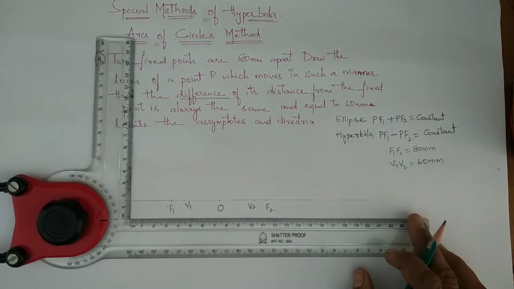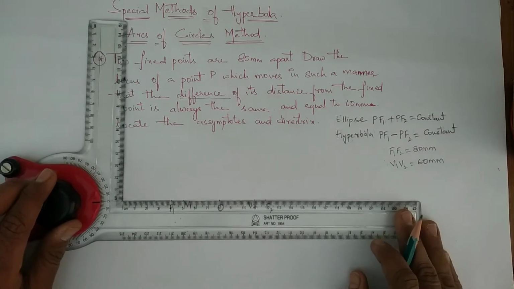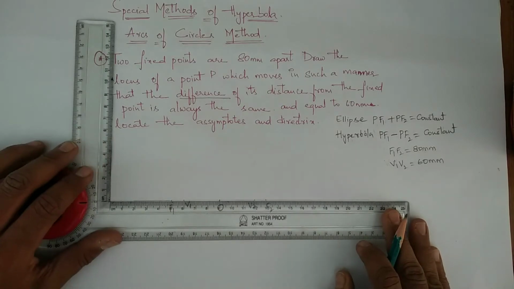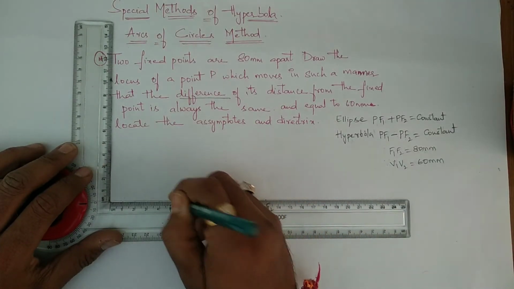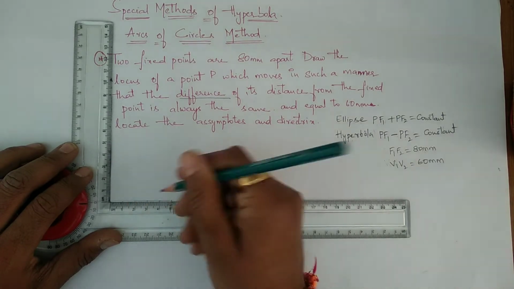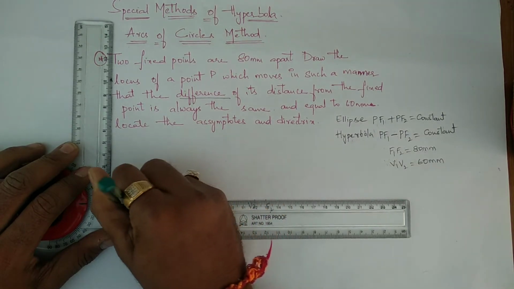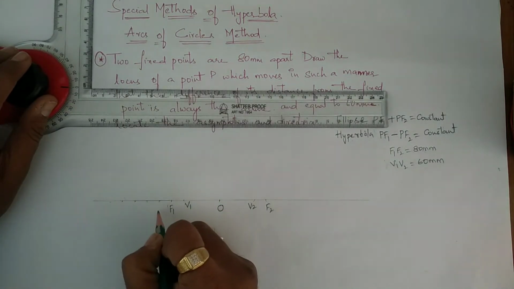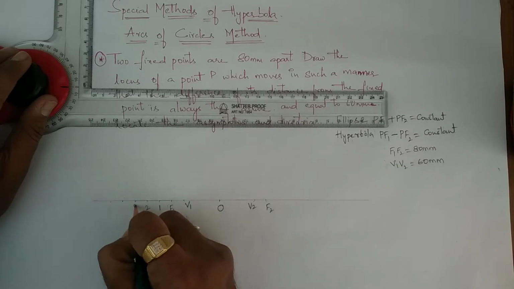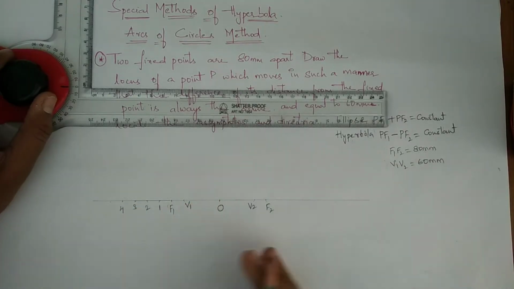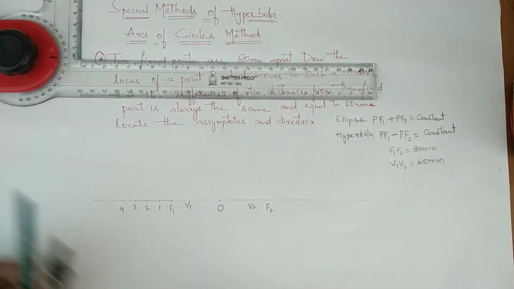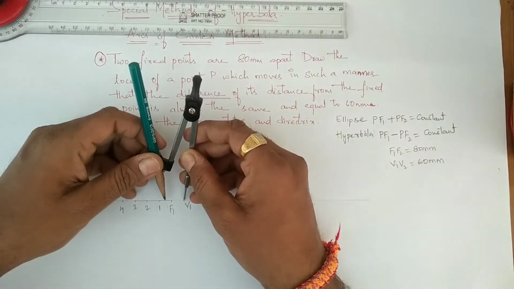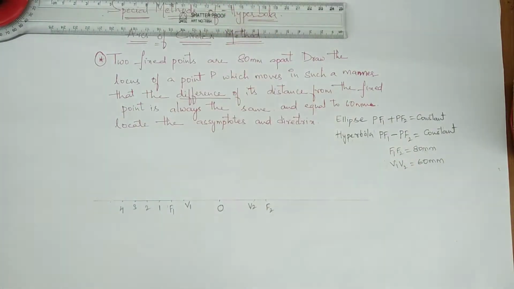Now from the focus point, take some equidistant points. Take around 4 or 5 points, which is enough. I have taken 4 points, marking them from the focus point as 1, 2, 3, 4. Using the compass, the same methodology as in the earlier case, we are going to adopt. So measuring, I'll write it here.